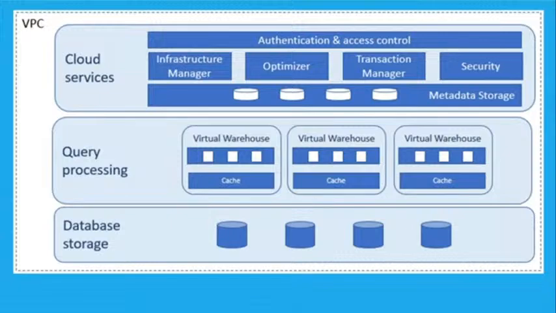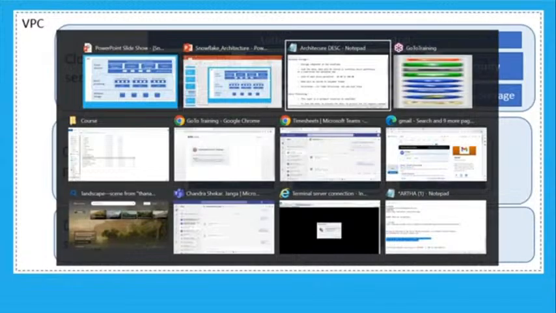So we have a cloud services layer, and then a query processing layer, and then a database layer. I am repeating once again because this Snowflake architecture is very much important. Damn sure you will get one or two questions on the Snowflake architecture in every interview, wherever you go, in all the companies. That's why I am repeating. So we have a cloud services layer, a query processing layer, and a database storage layer. Now we will discuss them one by one.